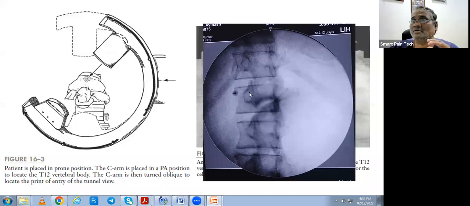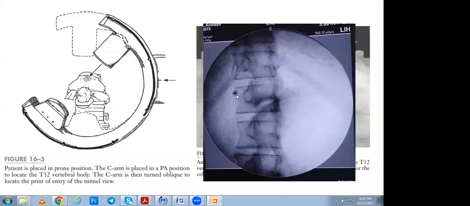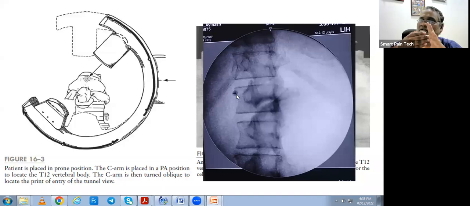Till the nose of the Scotty dog, that is the transverse process, comes in alignment with the lateral border of the vertebral body. This is the lateral border of the vertebral body, right? Yes, sir. So till it touches there, till that moment you have to do your oblique tilt. Then you stop it, and then in an end-on view, you just enter your needle and go and hit the bone. Clear? Okay, sir.